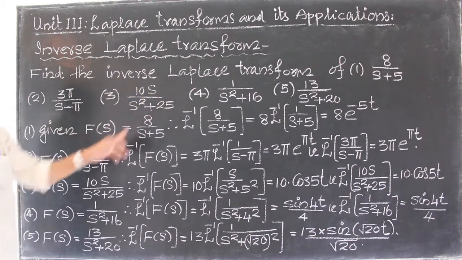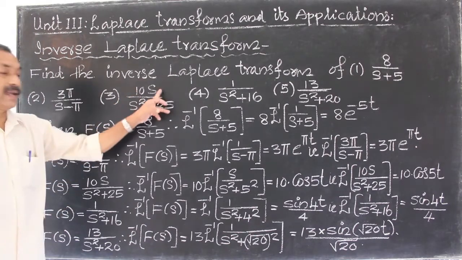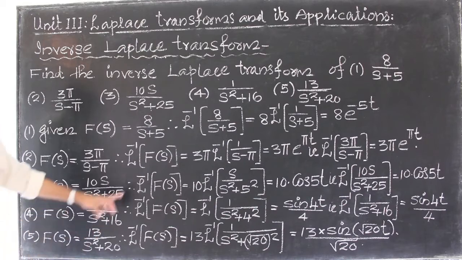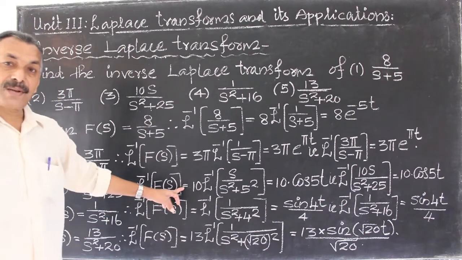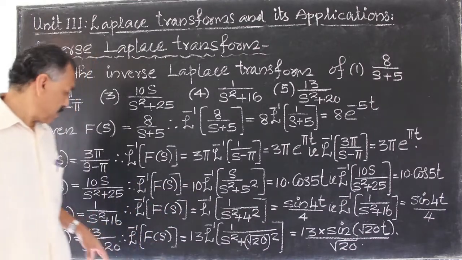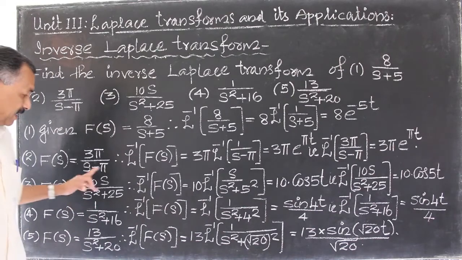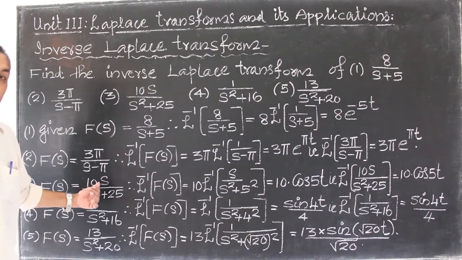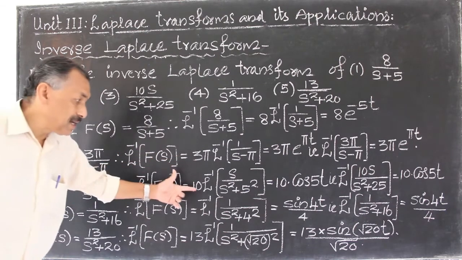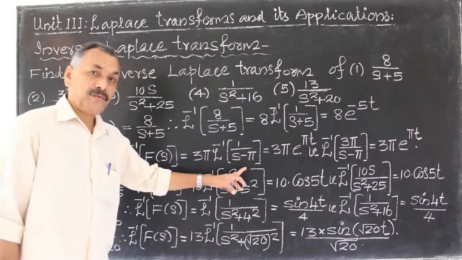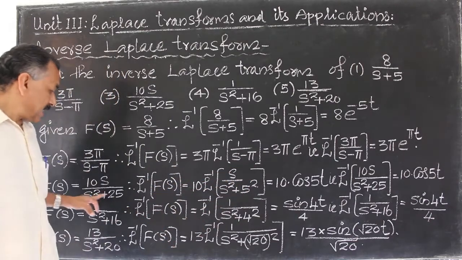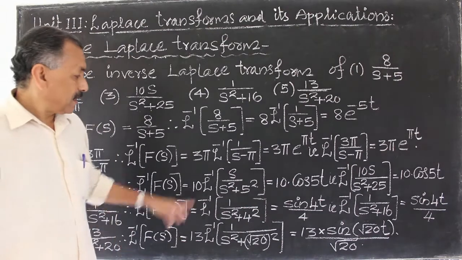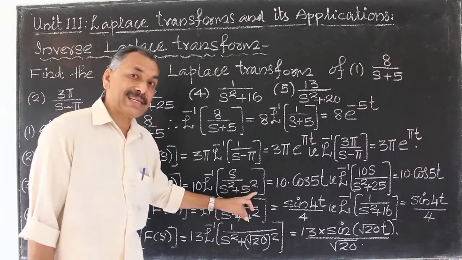Given f of s is equal to 10s divided by s square plus 25, what is L inverse of f of s? Laplace inverse of f of s is equal to Laplace inverse of 10s divided by s square plus 25. We can take the 10 outside. That is equal to 10 into L inverse of s divided by s square plus 25, where 25 is 5 square. Here it is s divided by s square plus a square.